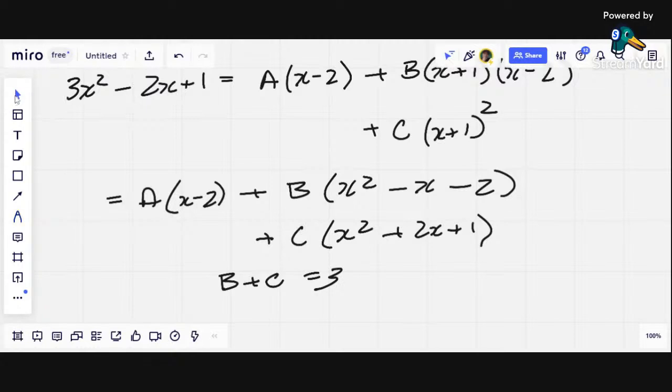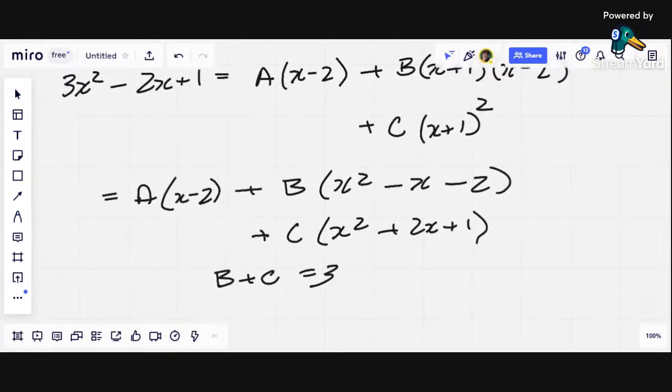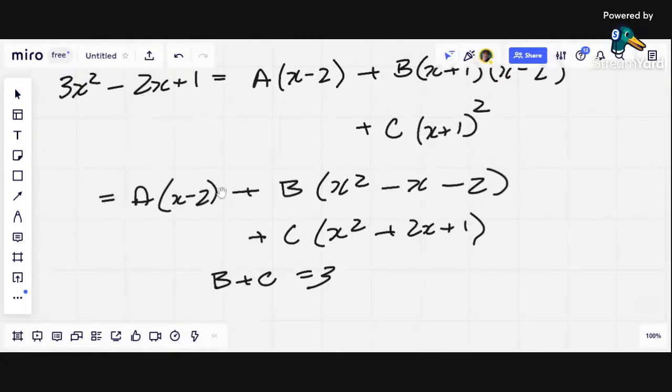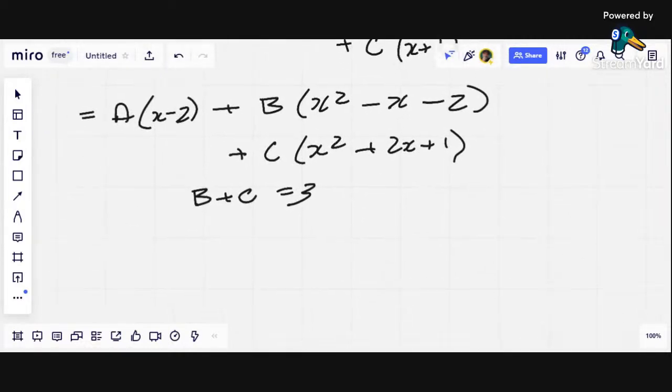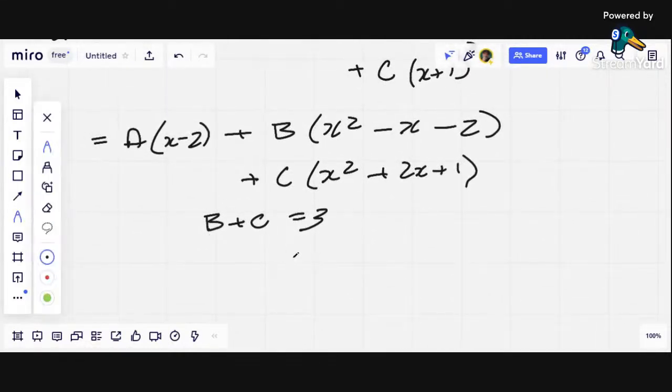Okay. And now we need our x coefficient, which is going to be minus 2. So let me just write that down here. It's going to end up being minus 2. And so what's our x coefficient? Oh, well, we got an a, because a times x. So we've got an a. We're going to have a minus b, and then plus c times 2. So it's going to be plus 2c.